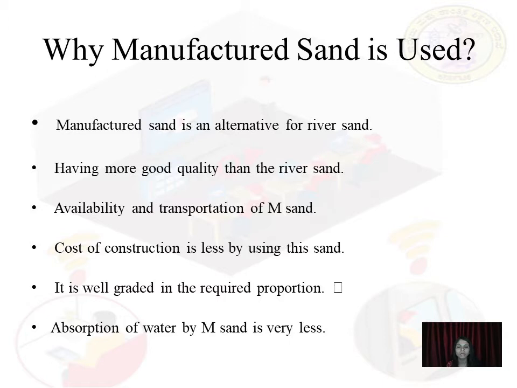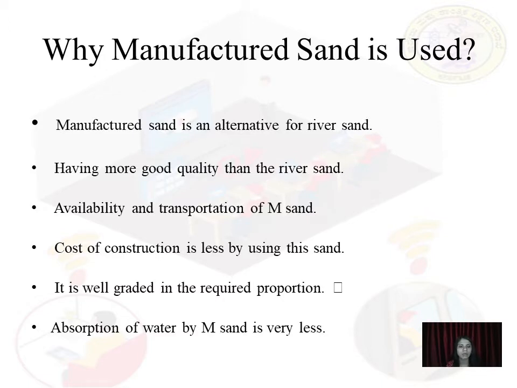And the next is the cost of construction is less. Yes, when compared to river sand, the cost of making manufactured sand is less. That is also one of the advantages. And the next advantage is it is well graded in the required proportion, isn't it? As it is going to be manufactured, it can be graded as per your requirement, and therefore it is a well graded sand.